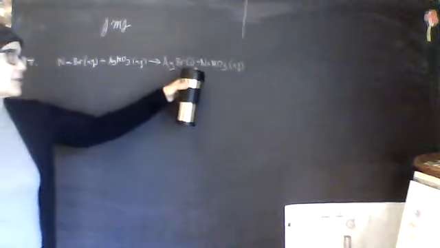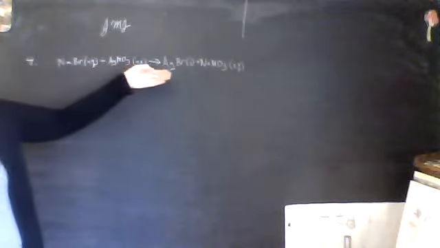Okay, so NaBr aqueous plus AgNO3 aqueous yields AgBr solid plus NaNO3. So, sodium bromide, what's Ag? That's silver. So silver nitrate, yes, okay? So you're going to end up with silver bromide and sodium nitrate.